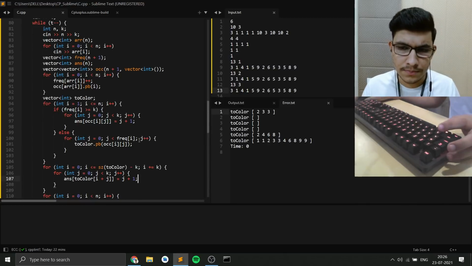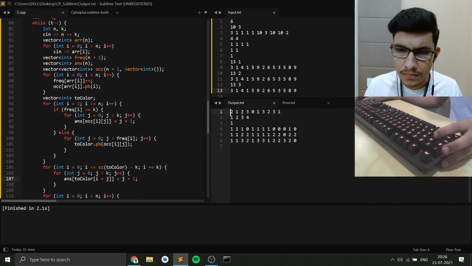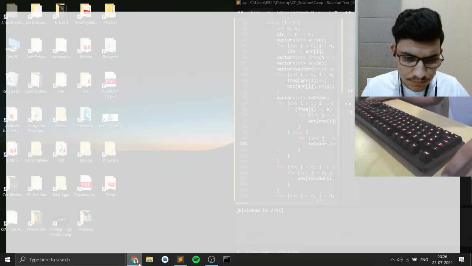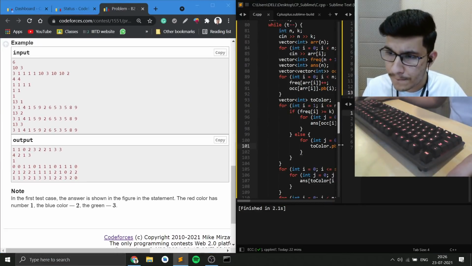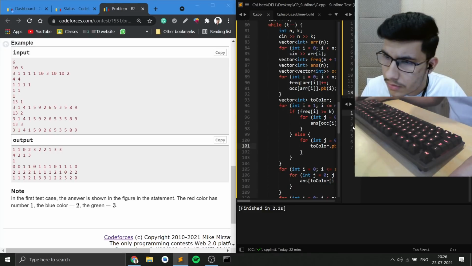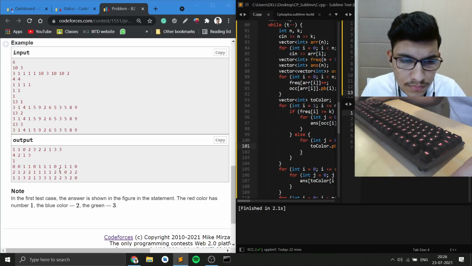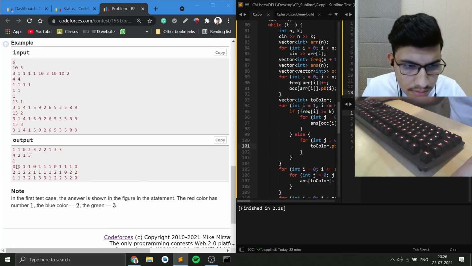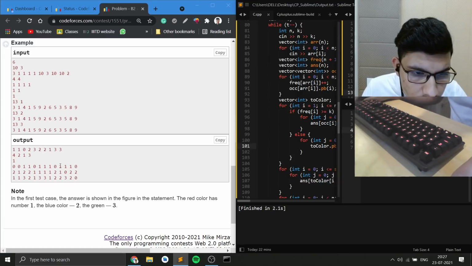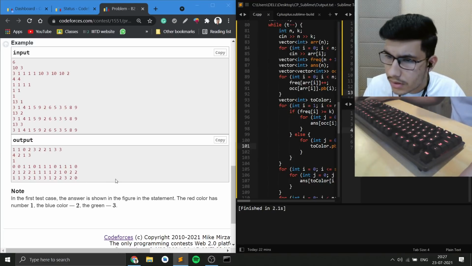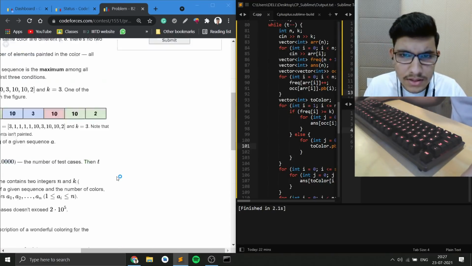Right, this should be fine. One, two, three, four. This is also fine. One is also fine. Here I'm coloring how many? 1, 2, 3. 1, 2, 3, 4, 7, and 8. 1, 2, 3, 4, 5, 6, 7, and 8. So this seems to be fine. Let me just submit this.